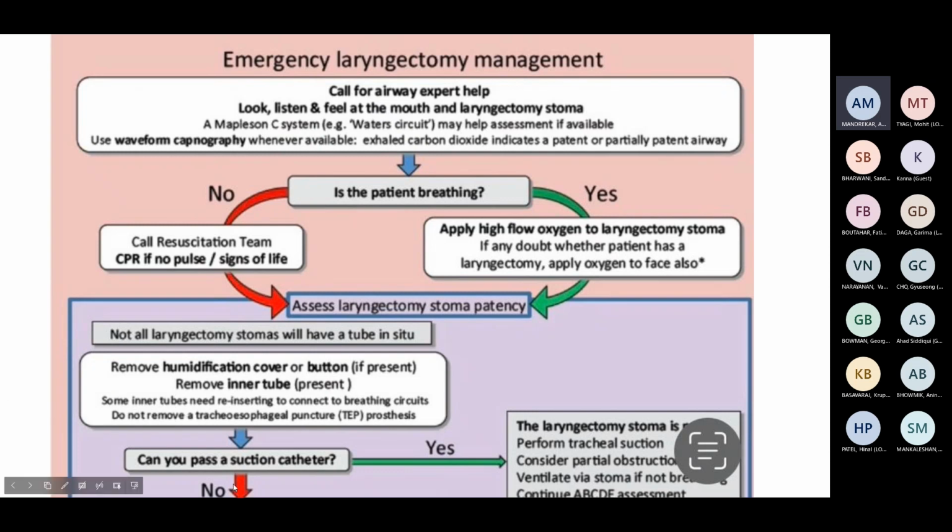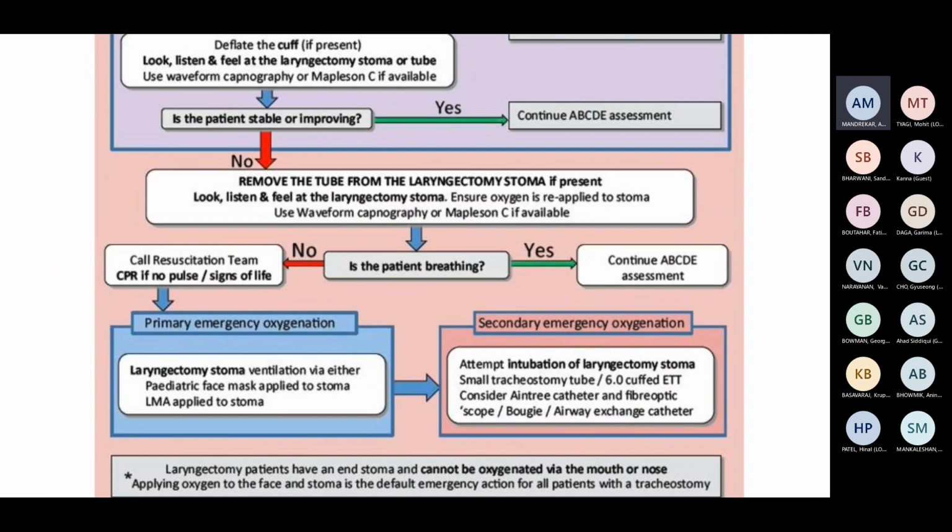At first you would remove things like the inner cannula. If there's a tracheostomy, so not all laryngectomy patients have a tube, but in case there's a tube, you would remove the inner cannula, remove any covers like the humidification button, and then reassess. So you put the suction tube and see whether you'd be able to pass it through. If not able, and the tube is in and it's a cuffed tube, you can deflate the tube.